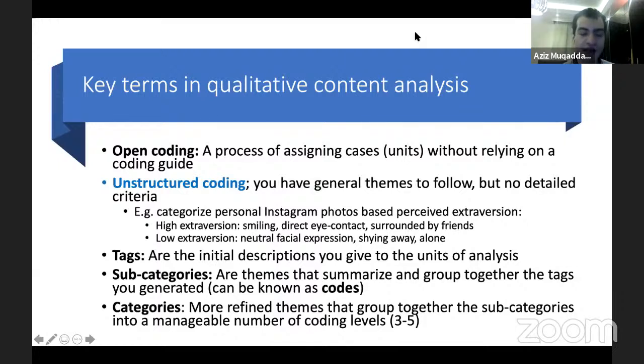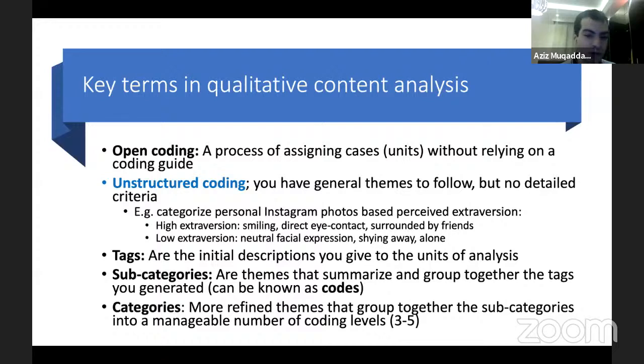Just this is a slide. So when you study, you find definitions. I like it when I mention things that you have a definition. So open coding, I mentioned this before. It's a process of assigning cases, like conducting content analysis per se, without relying on a coding scheme or coding guide. Maybe just some rough idea of what you're trying to do, but there's no description of what the categories are going to be.